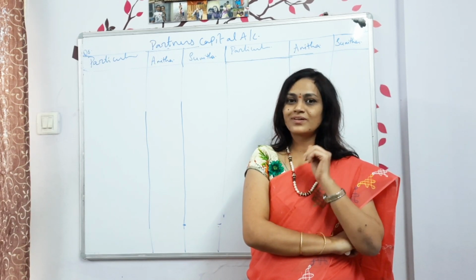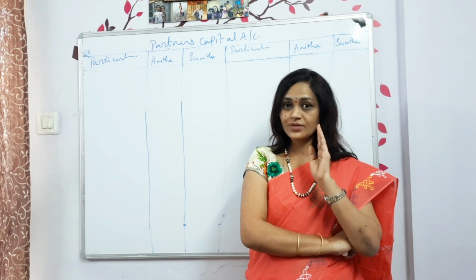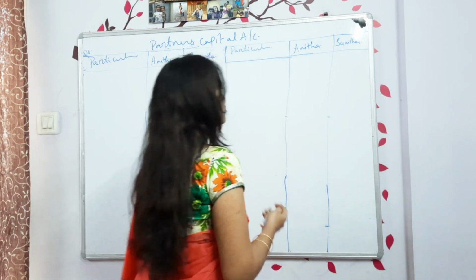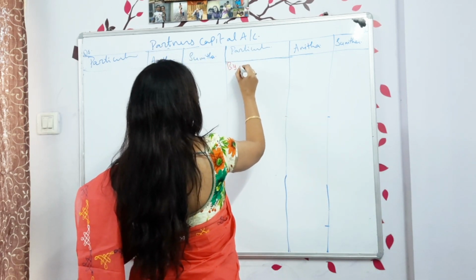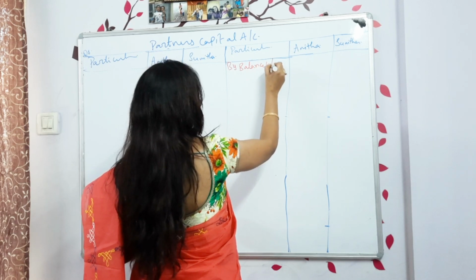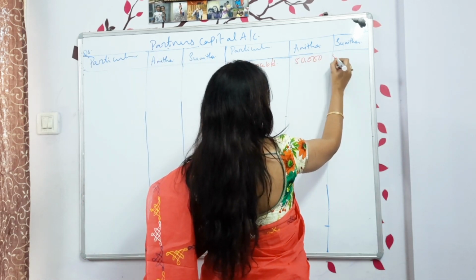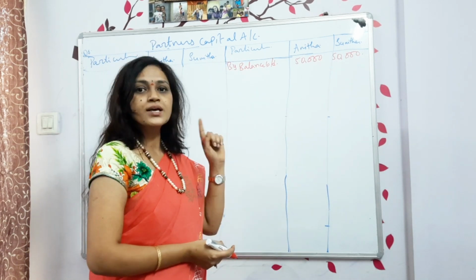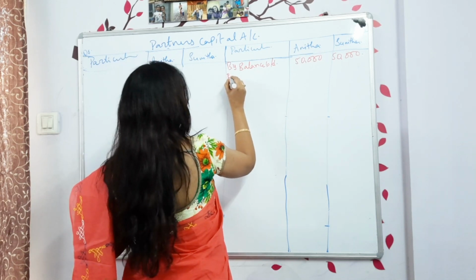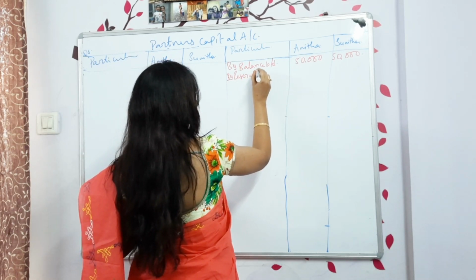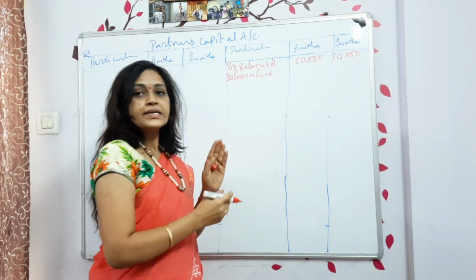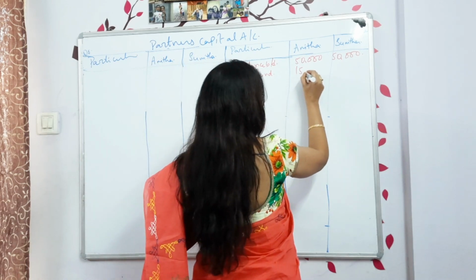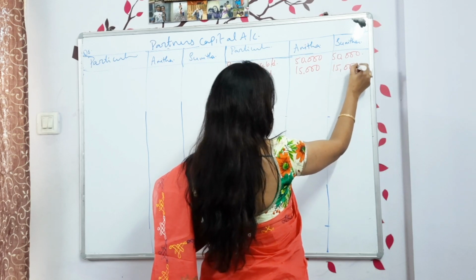Let's solve the partners' capital account. We have already done this in the prior problems, so it is very easy to do now. First, what are the capitals? We will write by balance brought down. How much? 50,000 and 50,000. You can find this in the balance sheet, liability side. By reserve fund, it is 30,000, which we are sharing equally. 30,000 into 1 by 2, you will get 15,000 each.